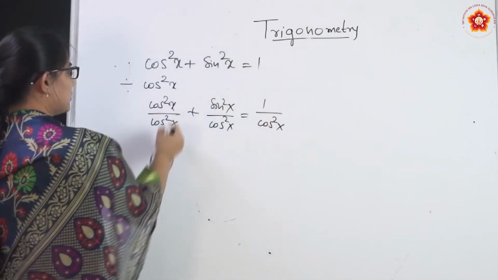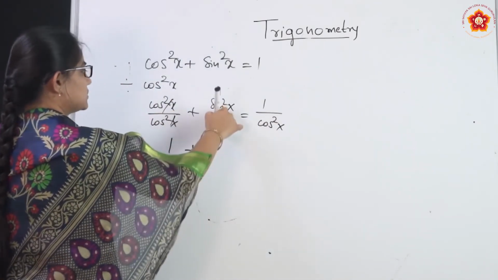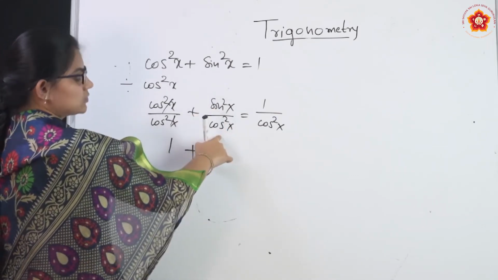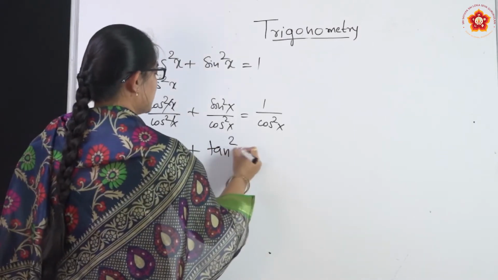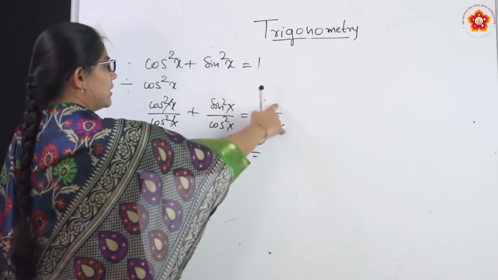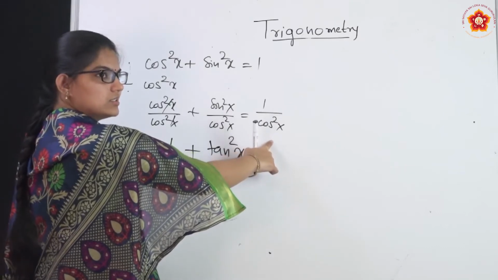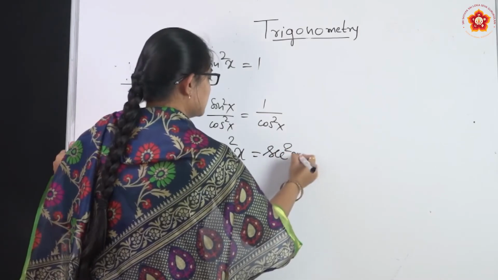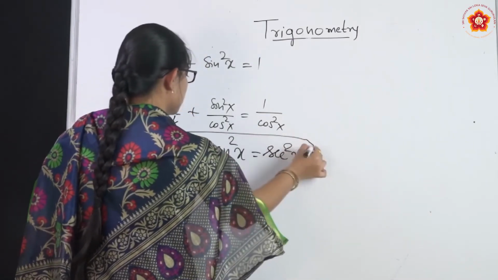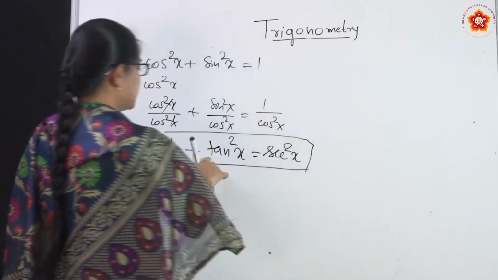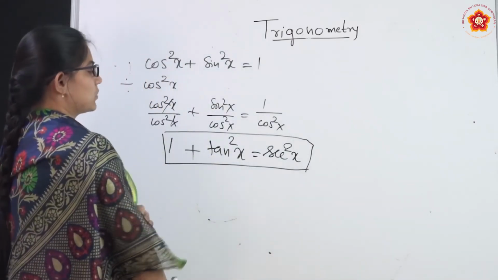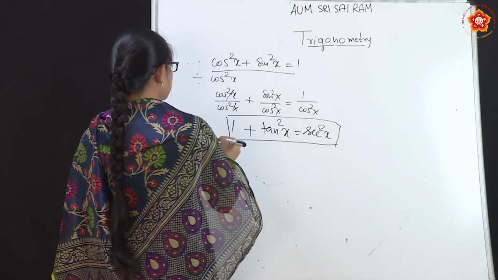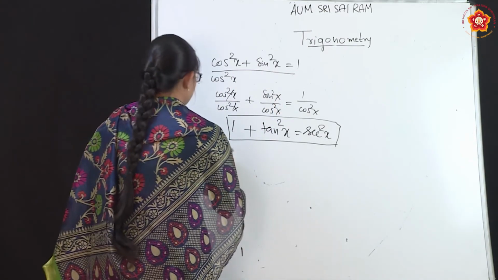So cos square x by cos square x is 1, and sin square x by cos square x, you know that sin by cos is tan x, so sin square x by cos square x is tan square x. Therefore, 1 by cos x is secant x, so 1 by cos square x is secant square x. So that's how we get the relation between tan and secant, that is 1 plus tan square x is equal to secant square x. Now you divide the equation cos square x plus sin square x is equal to 1 by sin square x.